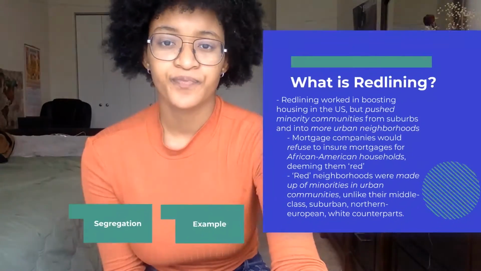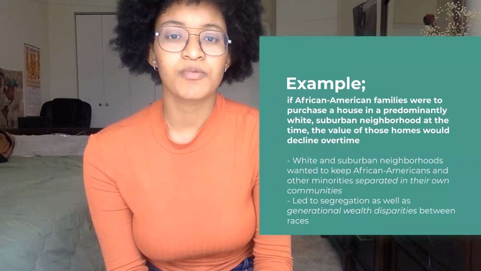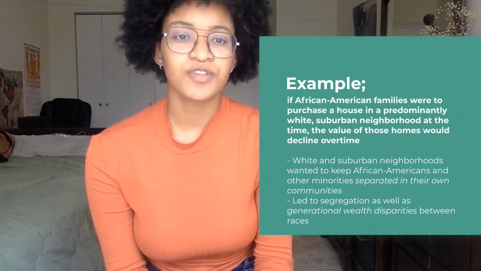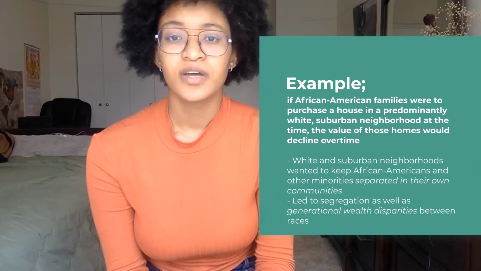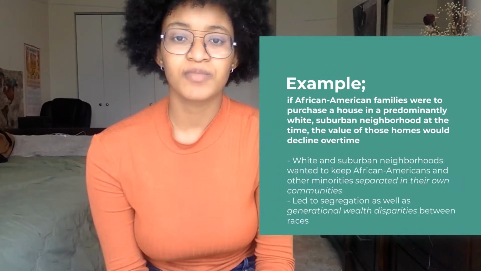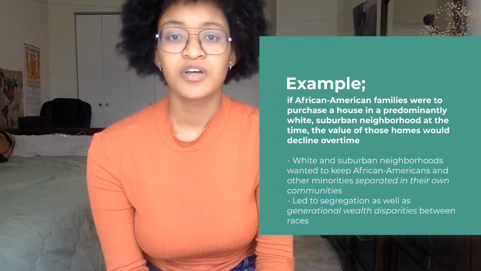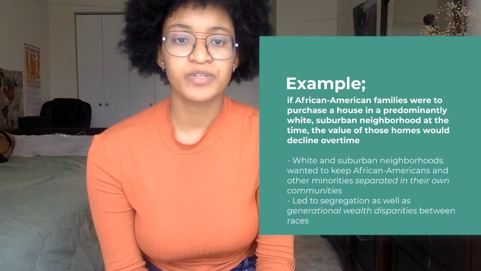For example, if African American families were to purchase a house in a predominantly white suburban neighborhood at the time, the value of those homes would decline over time. It was in the best interest of white and suburban neighborhoods to keep African Americans and other minorities separated in their own communities. This not only led to segregation, but also generational wealth disparities between races.